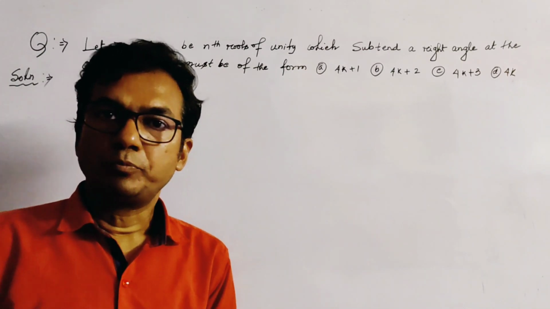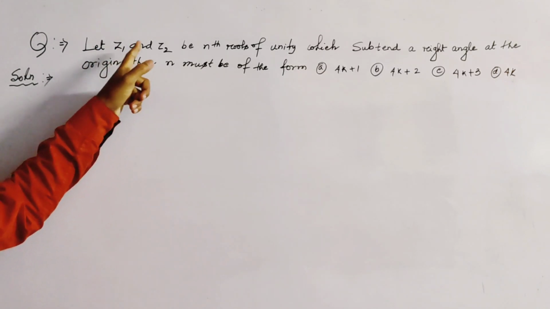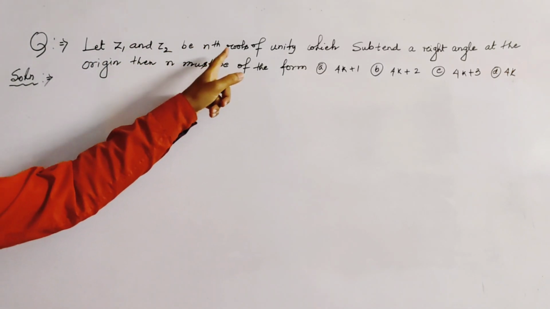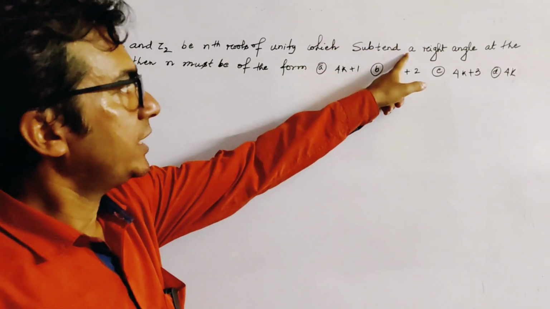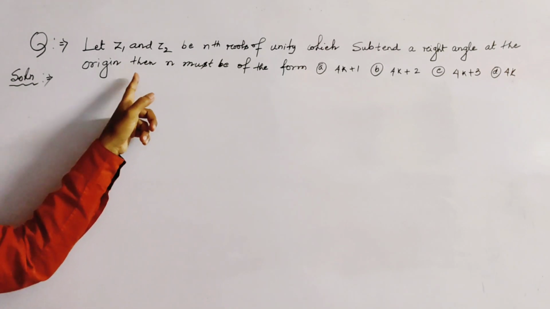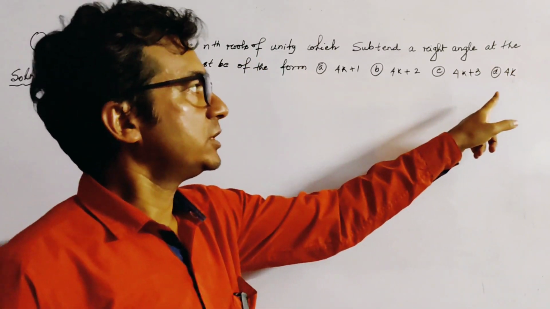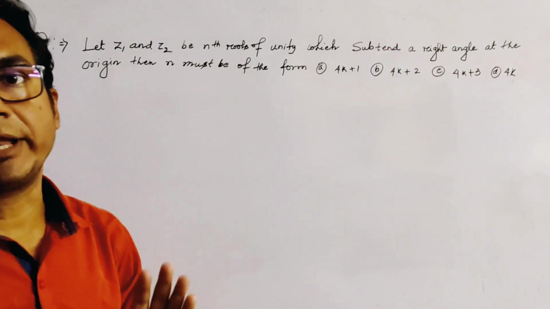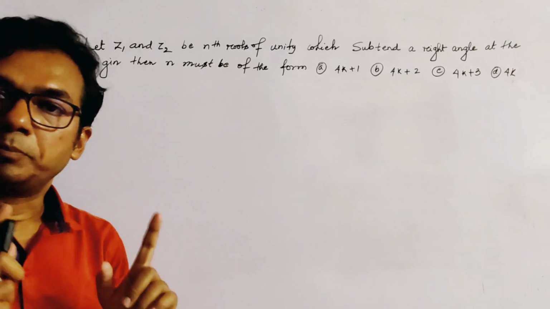A problem from complex numbers. Let Z1 and Z2 be the nth roots of unity which subtend a right angle at the origin. Then n must be of the form... four options are given. We have to find the correct alternative.